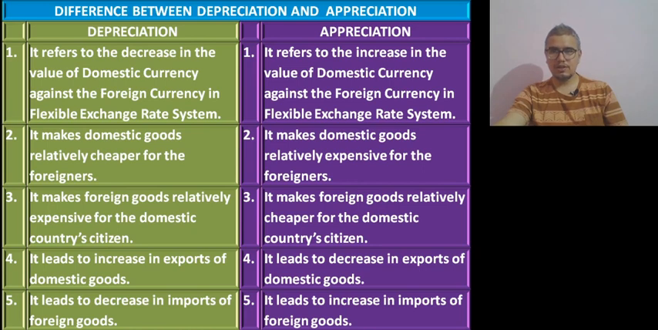On the other hand, whenever there is appreciation, initially when $1 is rupee 60, after appreciation it becomes less than 60, that is $1 equals rupee 55, 56, 57. It can be rupee 59.9, but it will never be 60. So when there is appreciation, we will give fewer Indian rupees against each dollar. This is the difference between depreciation and appreciation.